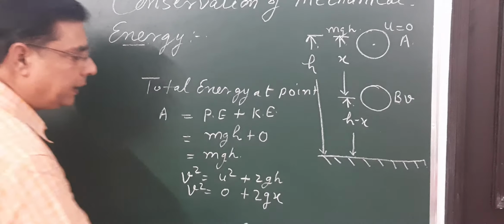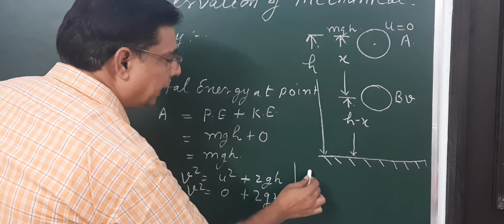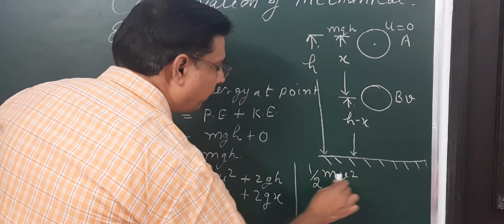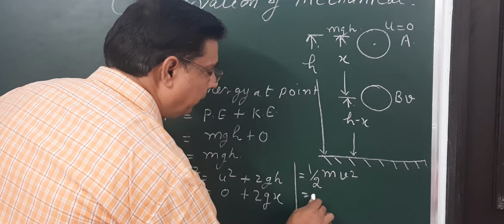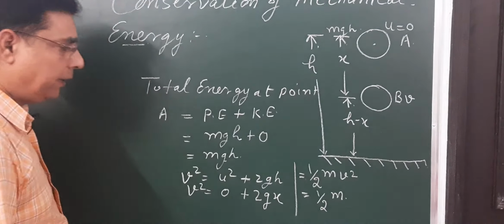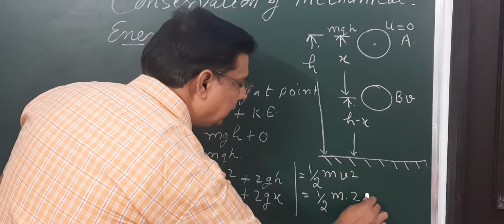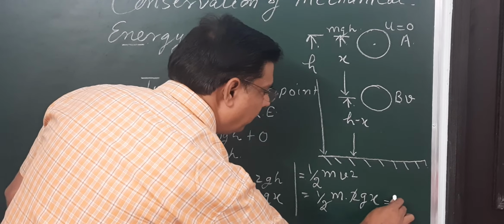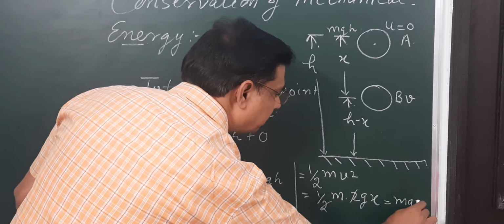Now what is its kinetic energy at this point? That is obtained by half mv square. This is the kinetic energy, half m, and the value of this v square is 2gx. Therefore it is equal to mgx.